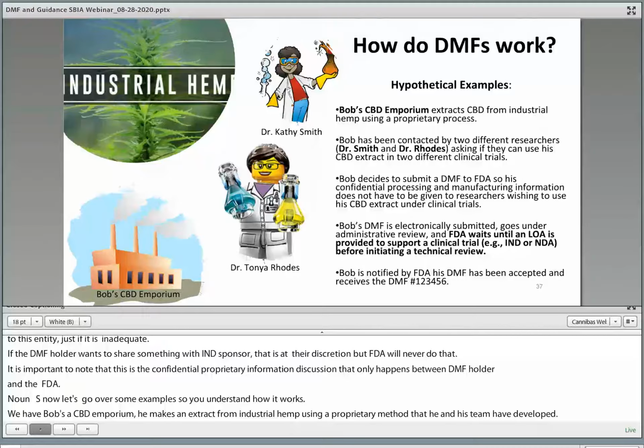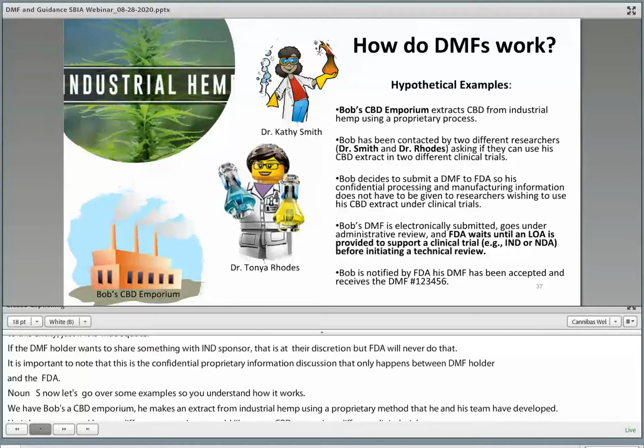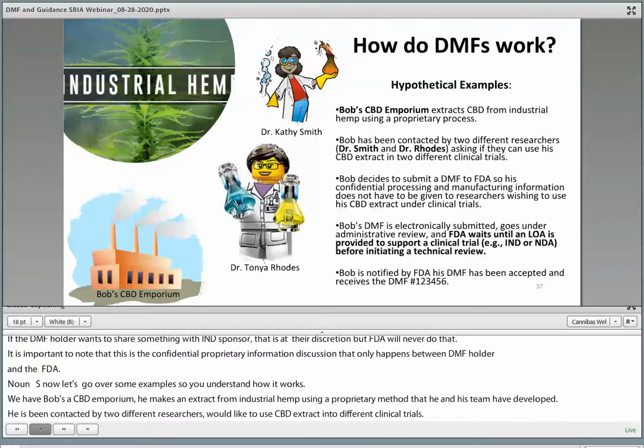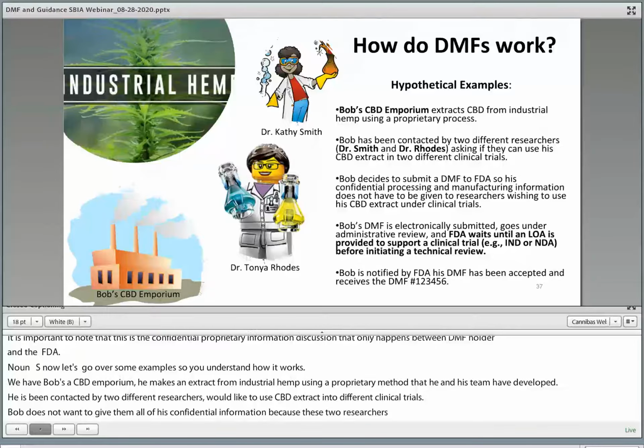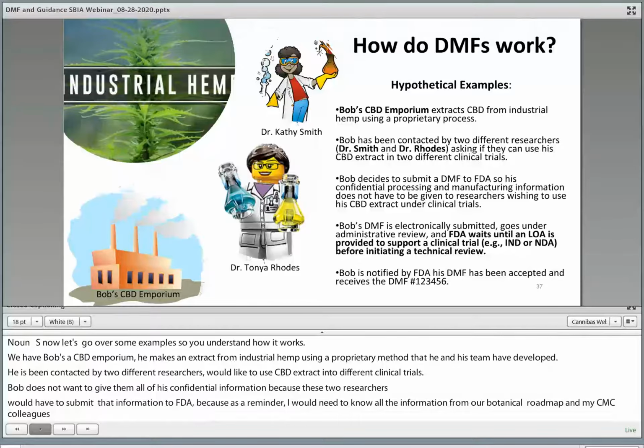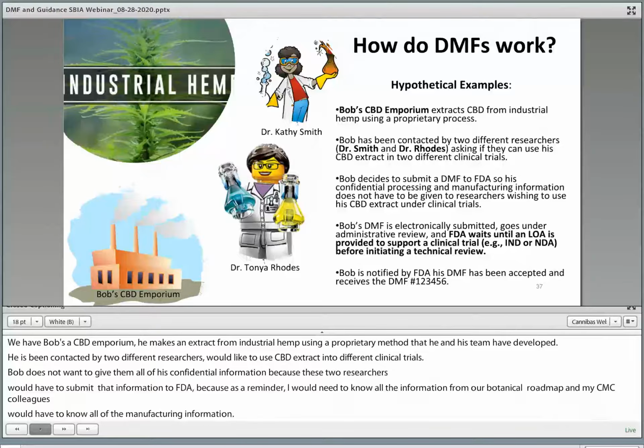So Bob doesn't want to give them all of his confidential information because these 2 researchers would have to submit that information to FDA, because as a reminder, I would need to know all the information from our botanical roadmap, and my CMC colleagues would need to know all of the manufacturing information. So Bob has decided he's going to submit a DMF to FDA so that all his confidential processing, manufacturing info doesn't have to be given out to researchers who want to use a CBD extract. It's a great option for Bob.